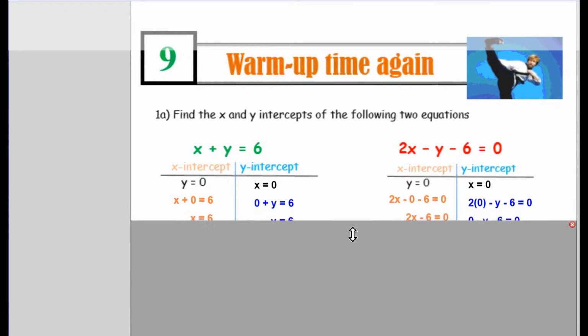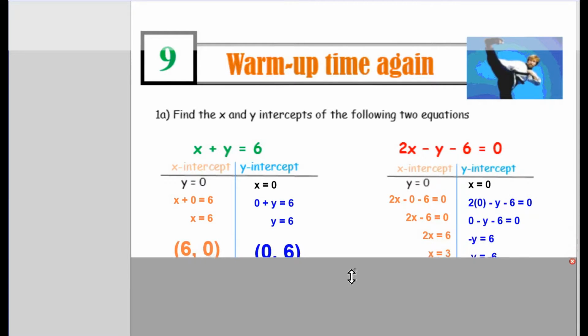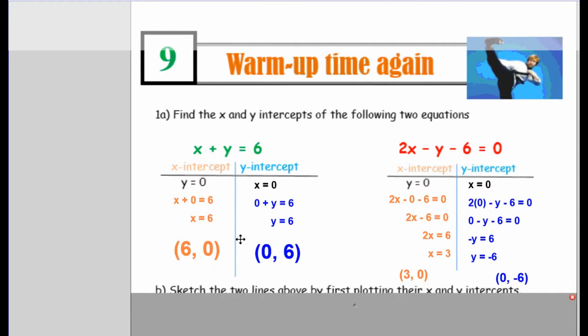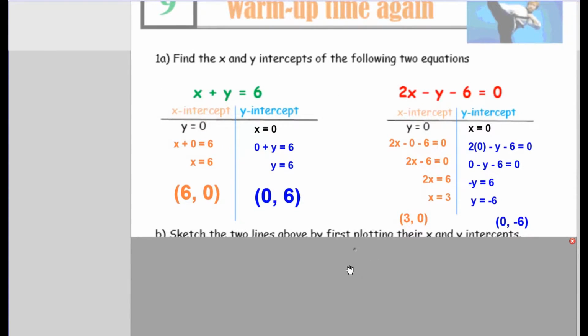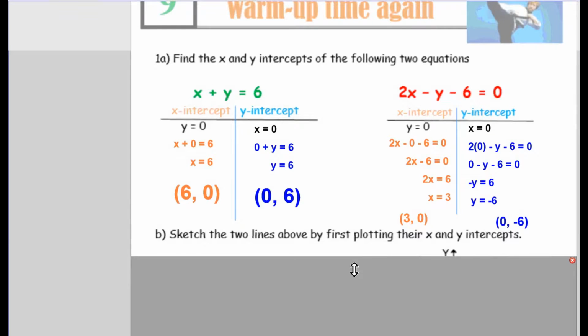So hopefully you got 6, 0 for the x-intercept and 0, 6 for the y-intercept. And for the other line, I hope you got 3, 0 for the x-intercept and 0, negative 6. If you didn't, you might want to pause and look at my working out, my reasoning behind my answers before you move on. Then you're asked to sketch these two lines by first plotting their x and y intercepts.